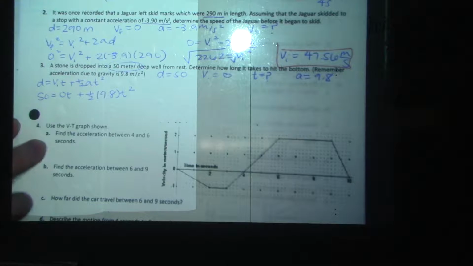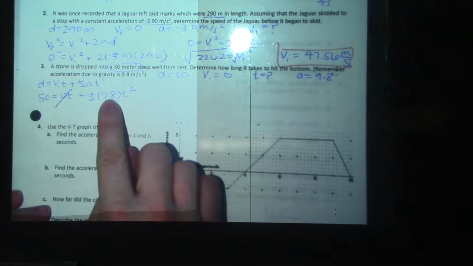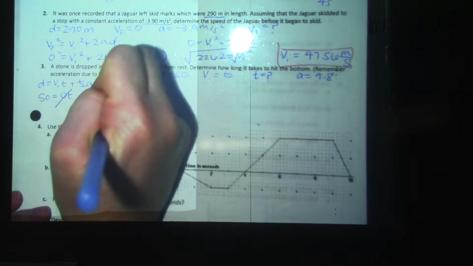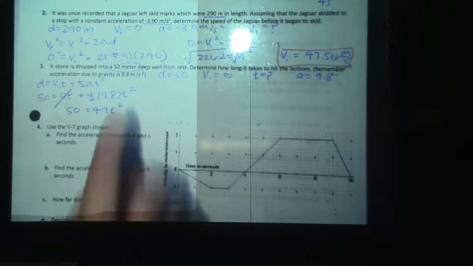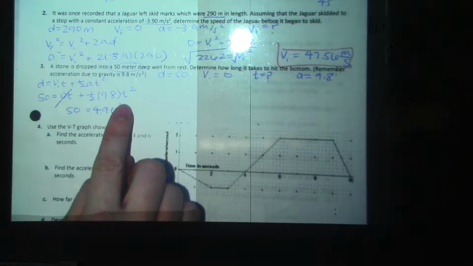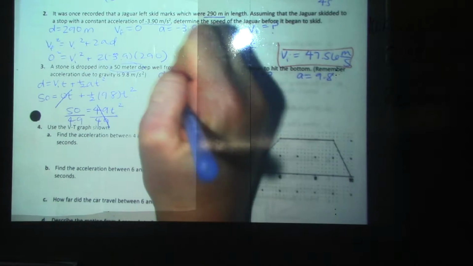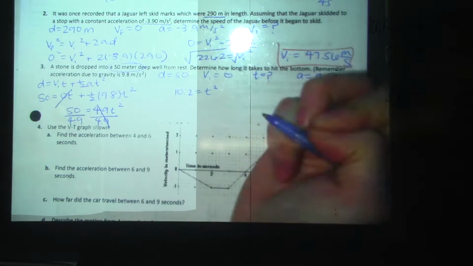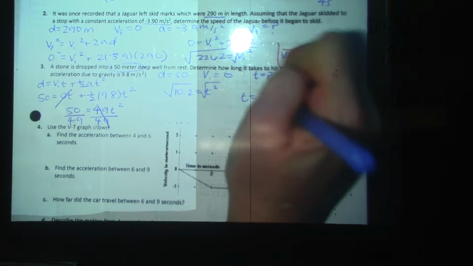Now 0 times T is just going to go away. 1/2 of 9.8, put that in your calculator. 1/2 of 9.8 is just 4.9. T squared is still there. 50 is still there. I want to get T by itself. I am going to have to get rid of the square, but before that, I need to get rid of the 4.9. So then that's going to give me like 10.2 is T squared. And then last thing I should do is get rid of that squared by taking the square root. So then my time is 3.19 seconds.